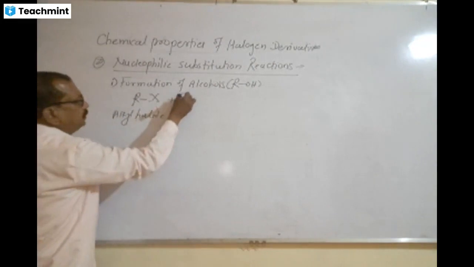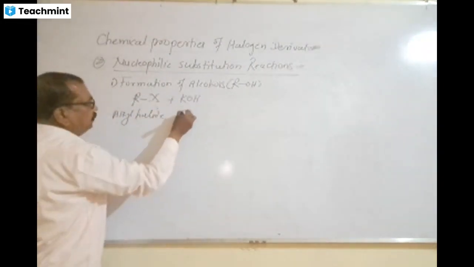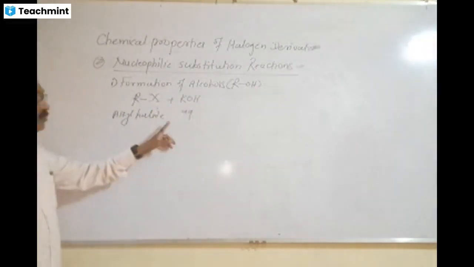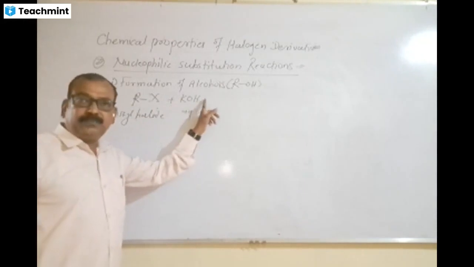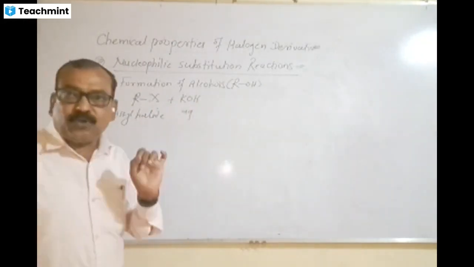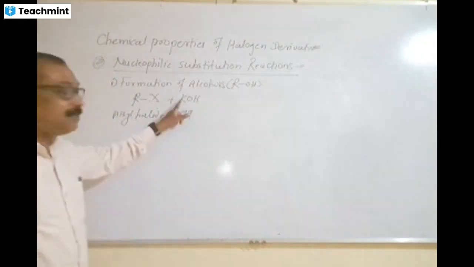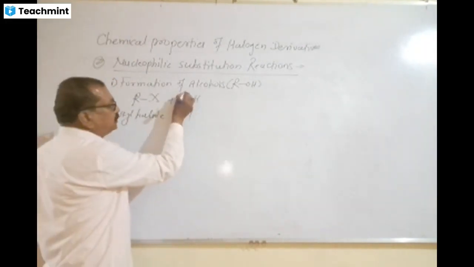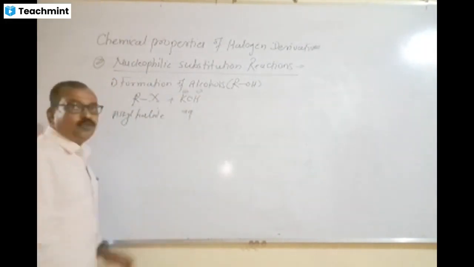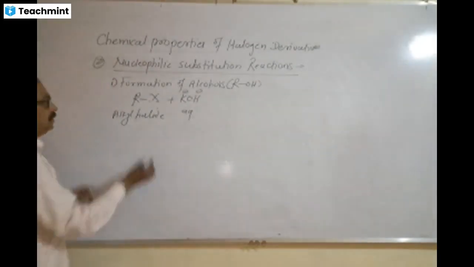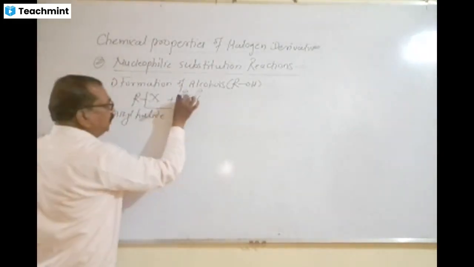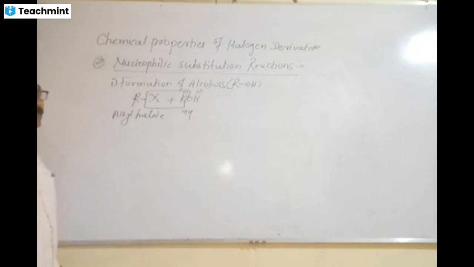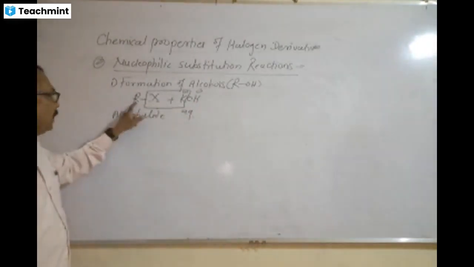When treated with KOH solution, aqueous solution. Aqueous solution means the solution is prepared in water. Whenever we prepare a solution in water, we say aqueous solution. In this potassium hydroxide, potassium is positively charged, OH group is negatively charged. In this reaction, the halo group and potassium form potassium halide, and the OH group gets attached to the R group.